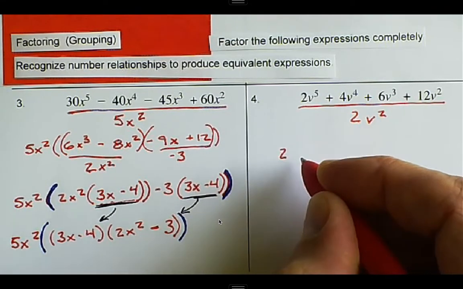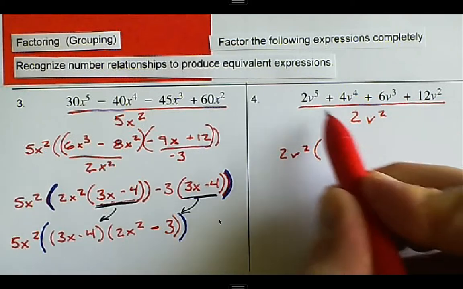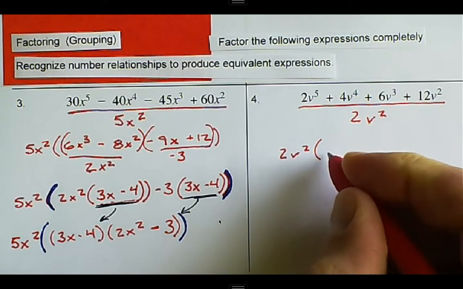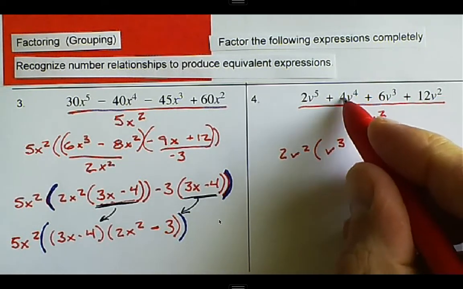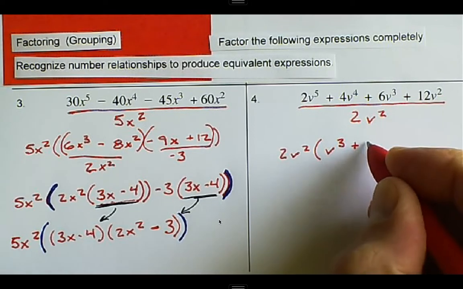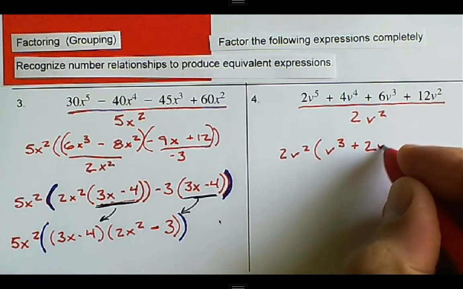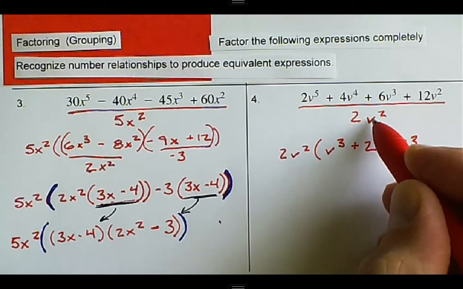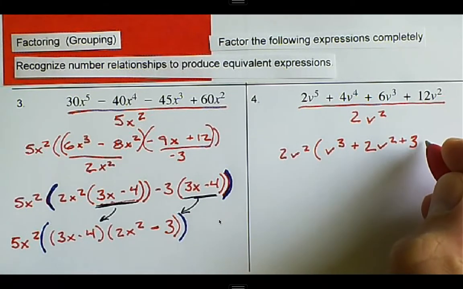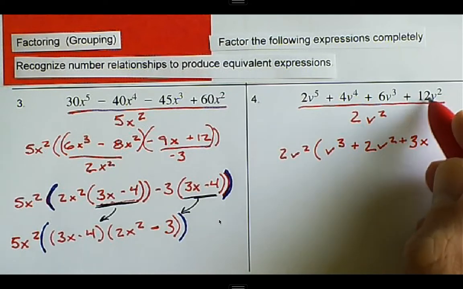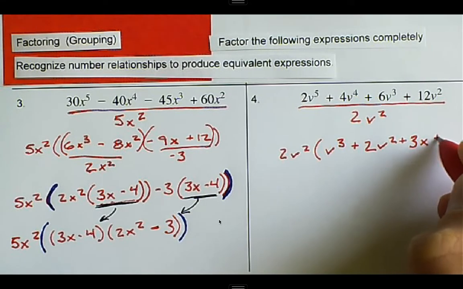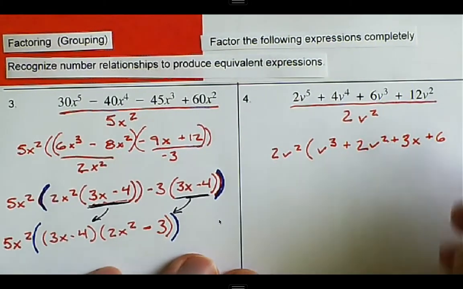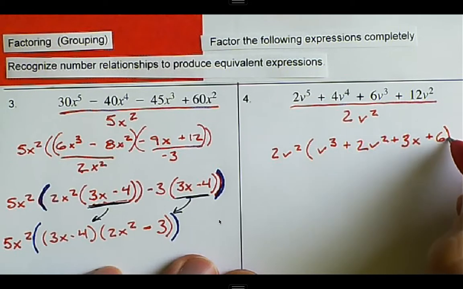So we'll write it down. We have 2v squared. 2 divided by 2 is 1, so we don't need to write that down. V to the fifth divided by v squared, we have a v cubed left. 4 divided by 2, that is 2. V to the fourth divided by v squared is v squared. 6 divided by 2 is 3. And v cubed divided by v squared is v. 12 divided by 2 is 6. And v squared divided by v squared, they cancel each other out, and so it's just 6.